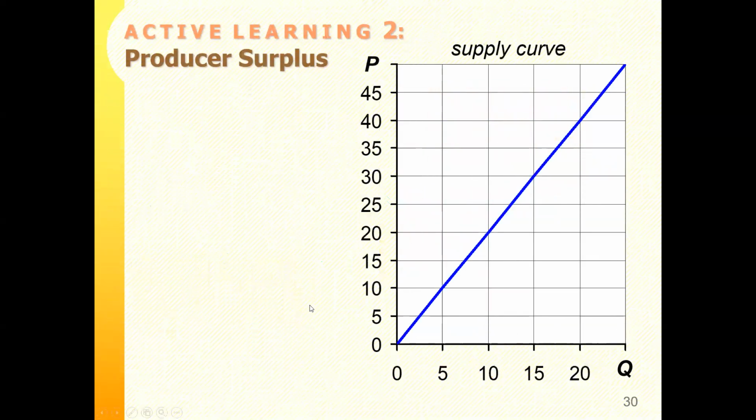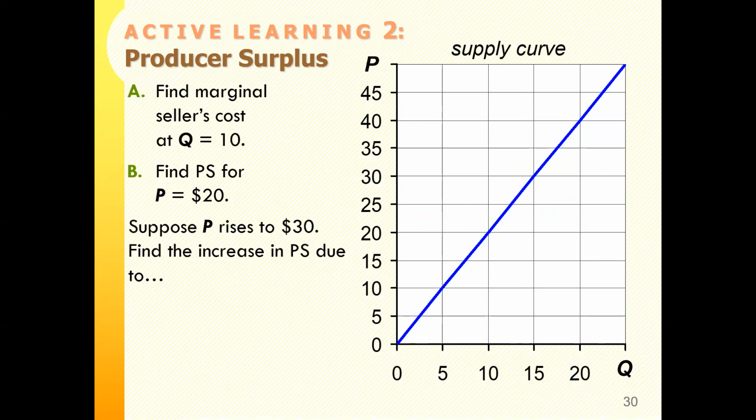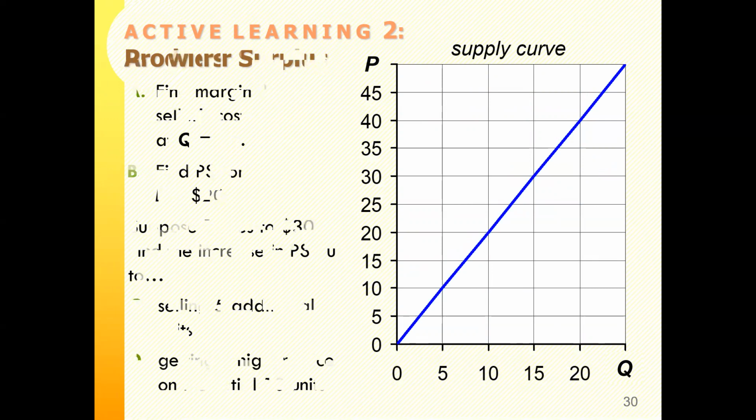Now let's consider this active learning example. We are required to find the marginal seller's cost when quantity is 10. And secondly, we are required to find producer surplus when the price is 20. And then suppose price rises to $30, we are required to find the increase in producer surplus due to one, selling 5 additional units, and two, getting a higher price on the initial 10 units.